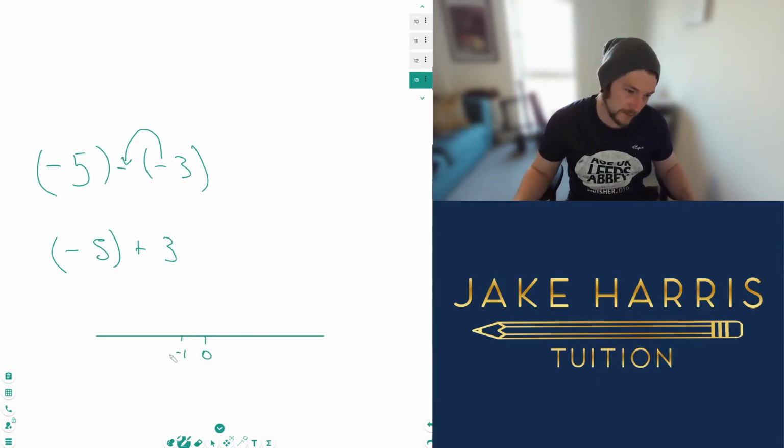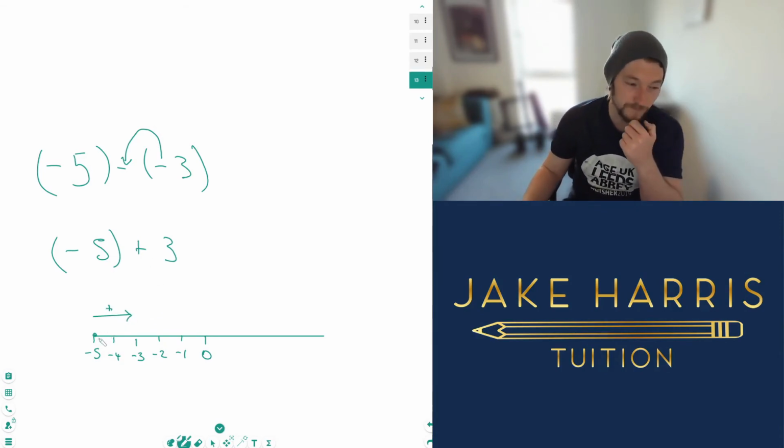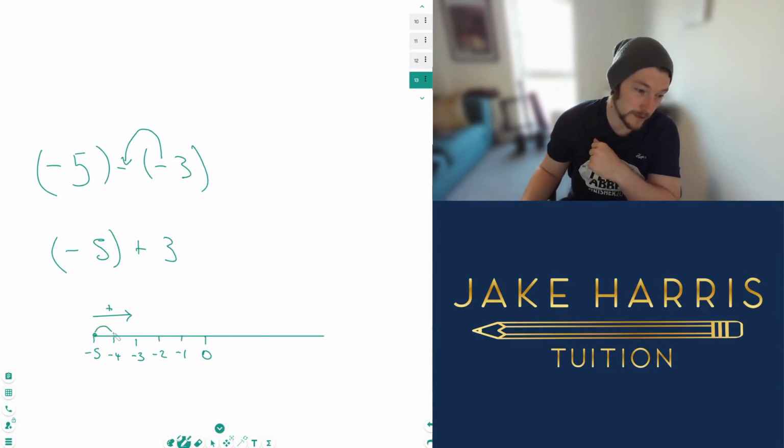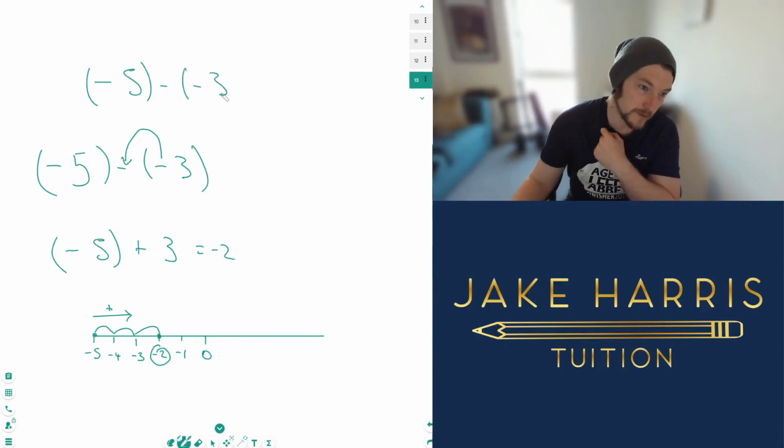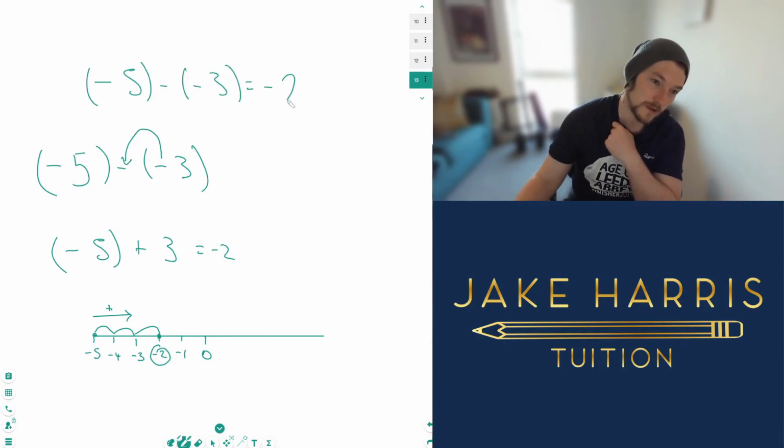Just drawing my number line, and we know we've got to start at minus 5, because that's the first part of the calculation. And I can already see that I'm adding, so I'm going to be starting at minus 5 and going to the right, because on a number line, adding is to the right. And we're going to go up by 3 units. 1, 2, 3, which gets us to minus 2. So minus 5 minus minus 3 equals minus 2.